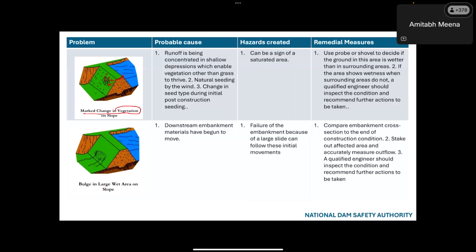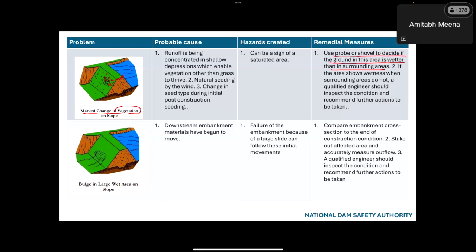Use a probe to decide if the ground in the area is wetter than in the surrounding areas. If the area shows wetness when surrounding areas do not, a qualified engineer should inspect the condition and recommend further actions.